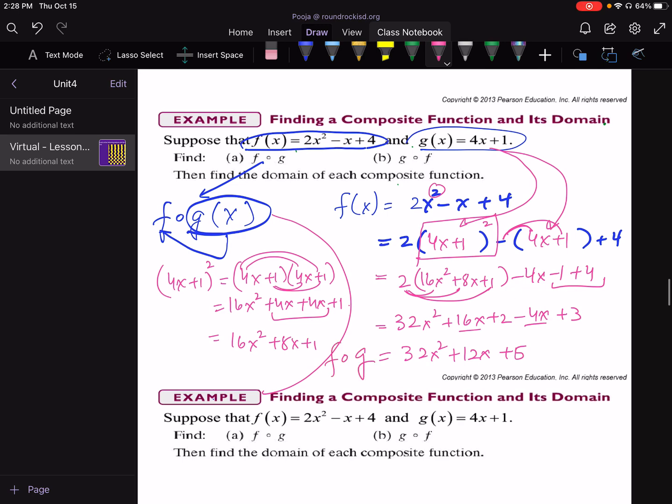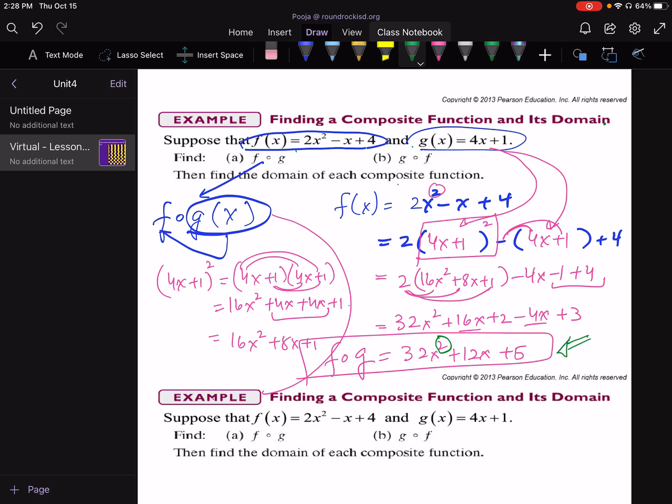f fused with g is a brand new function. And just because of the power, I can tell this is a polynomial function. This is a quadratic function. It's going to be a parabola. So brand new function. What's the domain of this function?